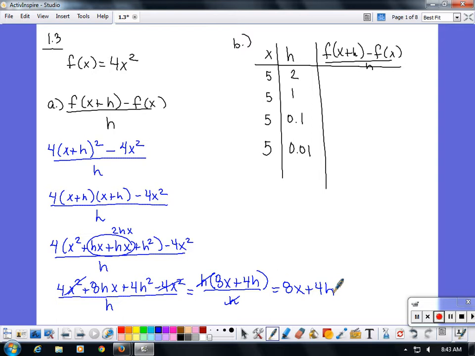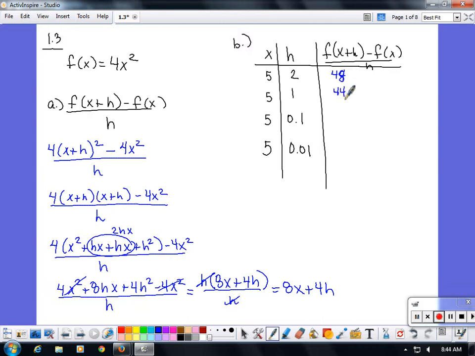I'm going to do it all with the calculator. So if you notice, your first piece is always 8 times 5, so it's 40. So I'm going to keep saying 40. So it's 40 plus 2 times h. H is 2. So the first piece is 44. Your second piece, 40 plus 4 times 2. That should be 48. And then this one turns into 44.